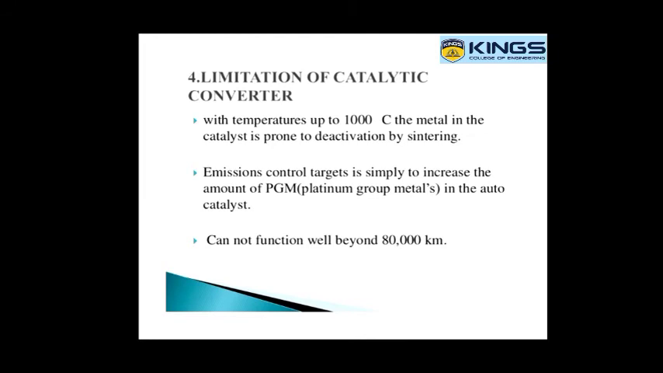The temperature, as already said, is about 1000 degrees centigrade, and the metal in the catalyst is prone to decay by sintering. The emission control target is simple: to increase the amount of PGM, platinum group metal, in an auto catalyst, which cannot function well beyond 80,000 kilometers.